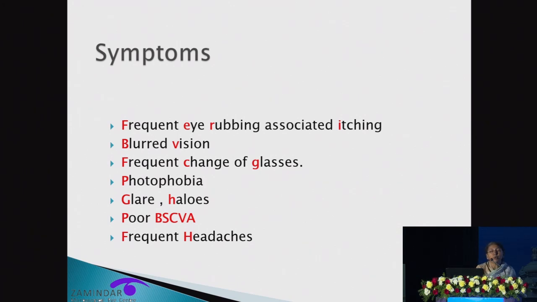Any patient who would present to a clinic with frequent eye rubbing associated with itching, blurred vision, frequent change of glass, this is the clincher. The other conditions do not come with this. They usually come with the history of frequent change of glasses, photophobia, glare, halos, poor best spectacle corrected visual acuity, and frequent headaches.